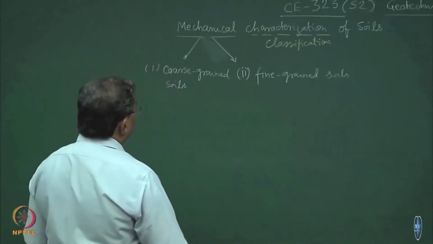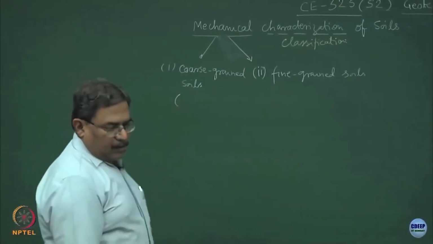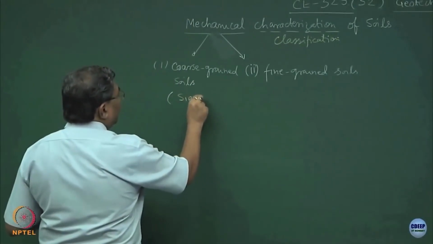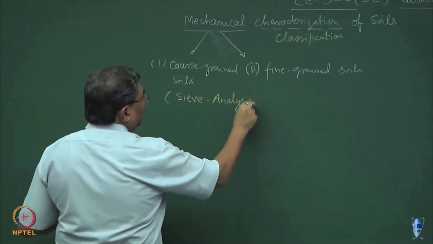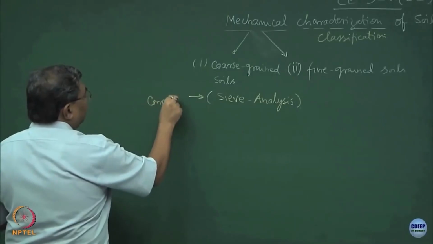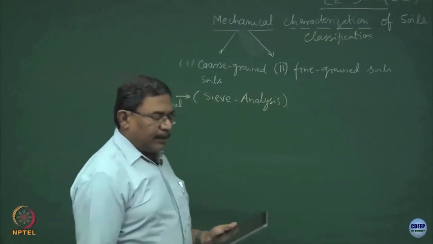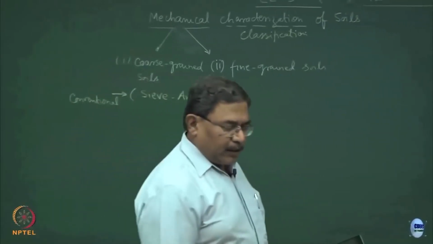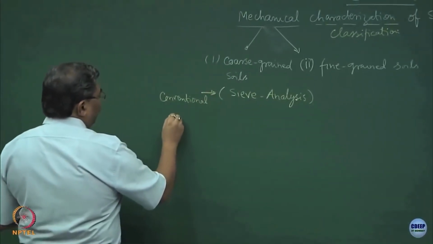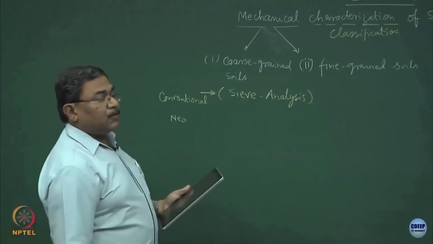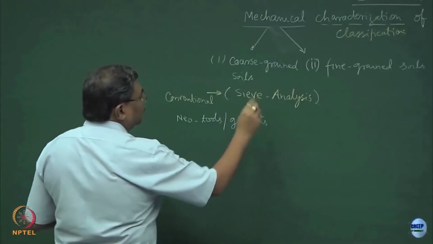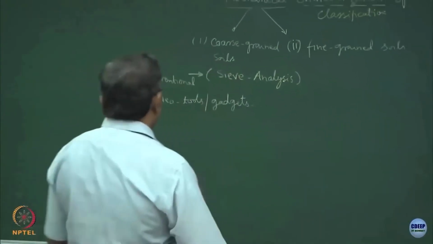Mostly when we talk about the coarse grained soils, we perform sieve analysis, which you must have done in the lab. Now, this is the conventional way of classifying the soils as a coarse grained material. There are different gadgets which I will be talking about in today's lecture, say neo tools, or you may say gadgets. These are sophisticated instruments which are used for classification of the soils.